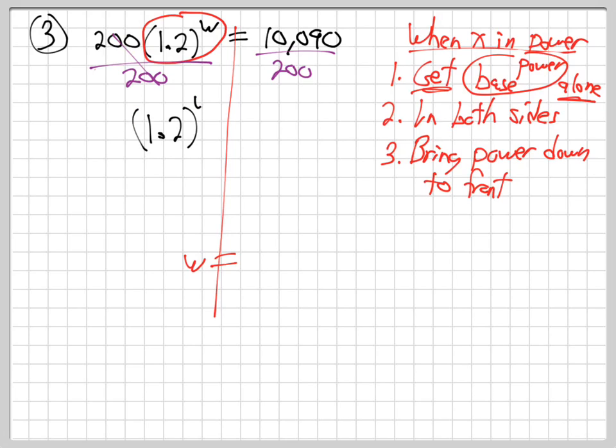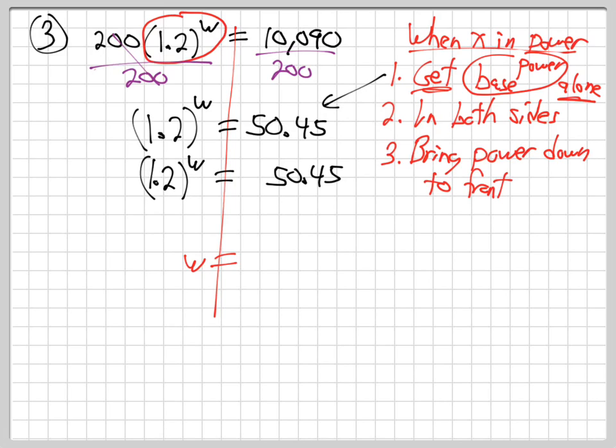So 1.2 to the w equals 10,090 divided by 200. I'm getting 50.45. Okay? So that's step 1. We got it alone. Step 2, you know what we're going to do. Let me just rewrite it here for us. On step 2 now, ln both sides. And then you bring the power down to the front.